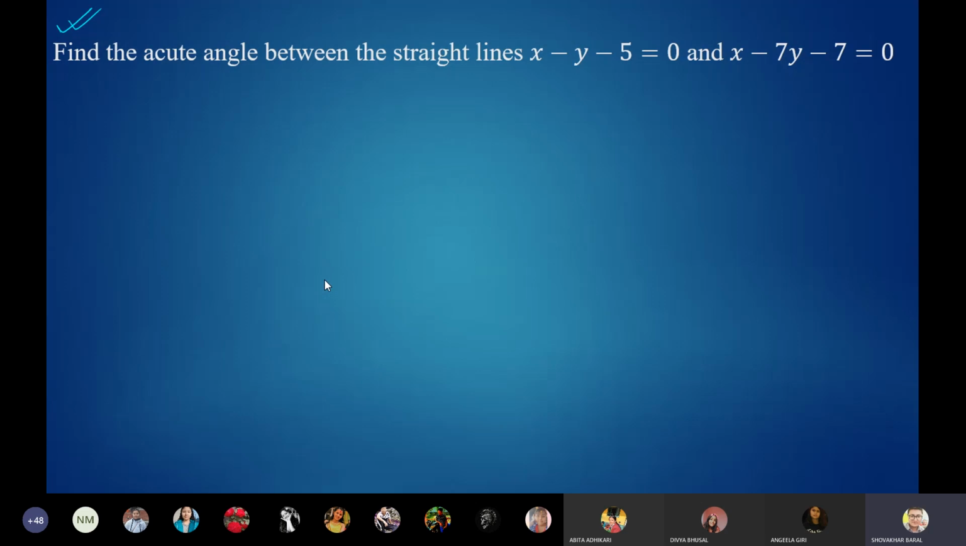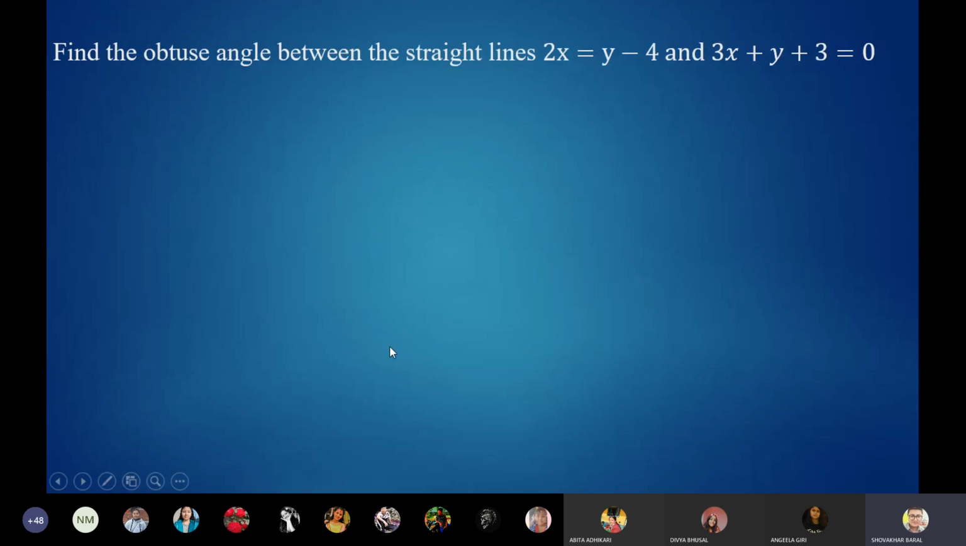Okay, so let's solve one more question, that is of the obtuse angle. That particular question I'll do for you, though you can do it yourself also. Others please do it yourself, the acute angle question. So let's do this obtuse angle question. Find the obtuse angle between the straight lines 2x is equal to y minus 4 and 3x plus y plus 3 is equal to 0. Please copy this question fast.